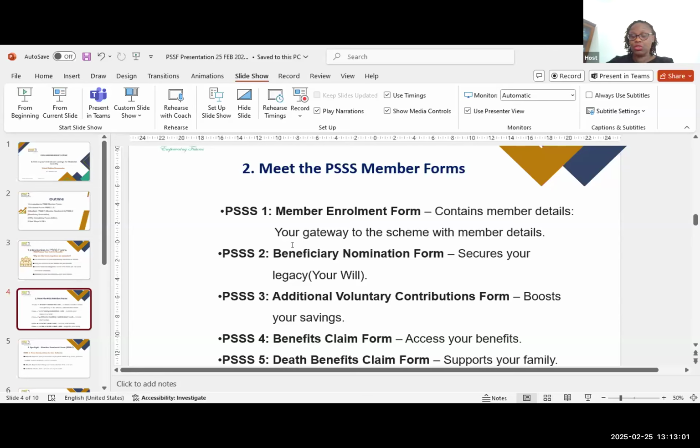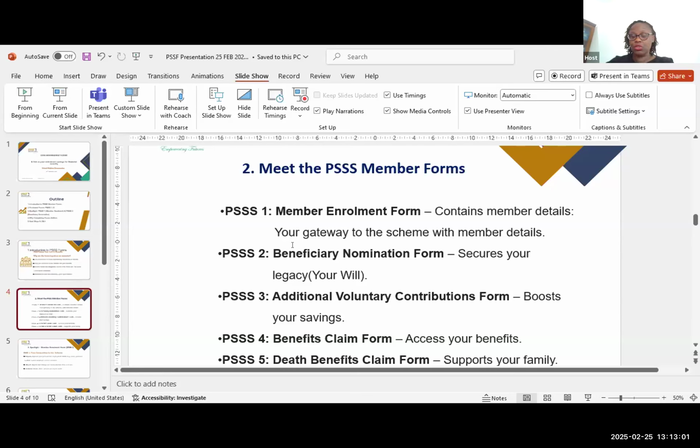Then we have the additional voluntary contributions form, which is PSS3. We are aware that we make contributions as employees of 7.5%, and our employer gives us 15%. However, as a member, you need to ask yourself this question: is the amount of money you're contributing enough to sustain you in retirement? If the answer is no, that is where PSS3 comes in, the AVC form. You're allowed to boost your savings so that at the point you're retiring, you're able to retire with dignity at that point. You can replace your income.